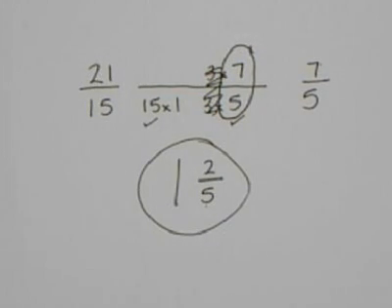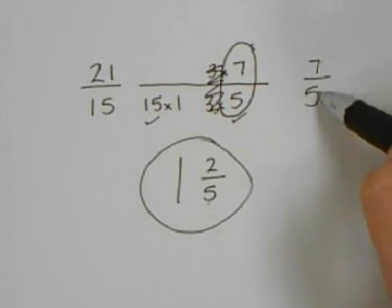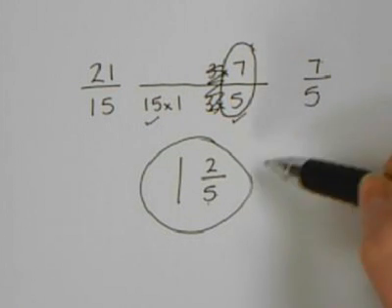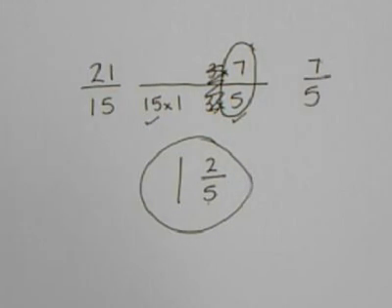I love this method. I think it's very quick, but you're still doing the same process. You're still dividing. 7 divided by 5 is 1 with a remainder of 2 out of 5. So it's really the same process, but this is much simpler. I hope this helps. Thanks.